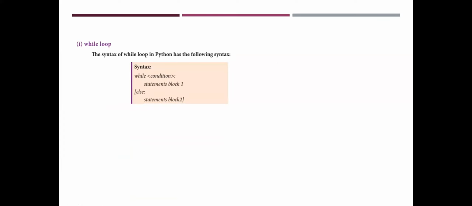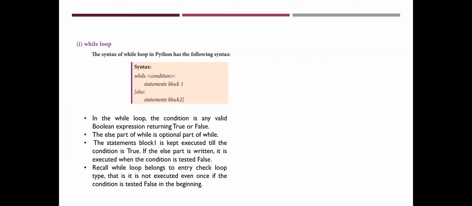Okay, let's go into our while loop. The syntax of the while loop is like this. A condition is given to while, and if the condition is true, the statement blocks will be executed. The else part is optional. You can give it if you want, otherwise it is not necessary. The main syntax is while, the condition, and the statement blocks. The condition must be a Boolean expression returning true or false, like i greater than or equal to 5, using the conditional operators. Like that we give a condition to the while. If the condition is true, the statement blocks will be executed.